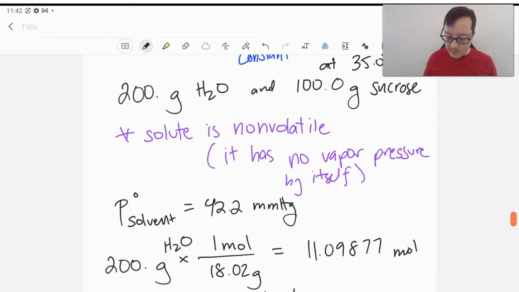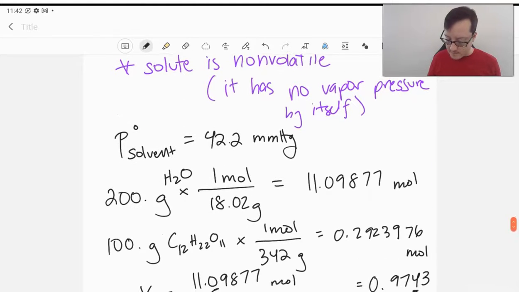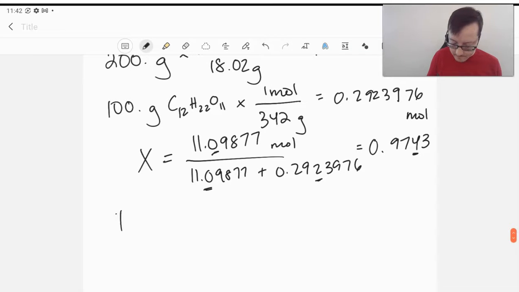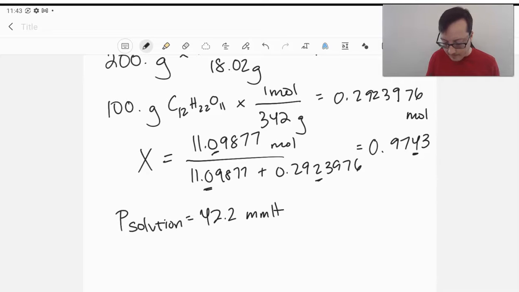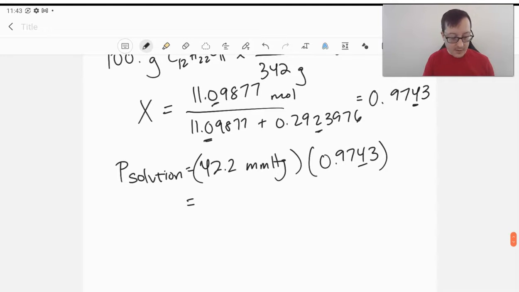Now looking at the actual problem, remember that the vapor pressure of the solution will be equal to that of the pure solvent times the mole fraction of the solvent. So the vapor pressure of our solution will be 42.2 millimeters of mercury, that's from the data table, times this 0.9743. That doesn't have any units. Remember that mole fraction is a unitless quantity. And so we just need to multiply this number by 42.2, and we get 41.1.